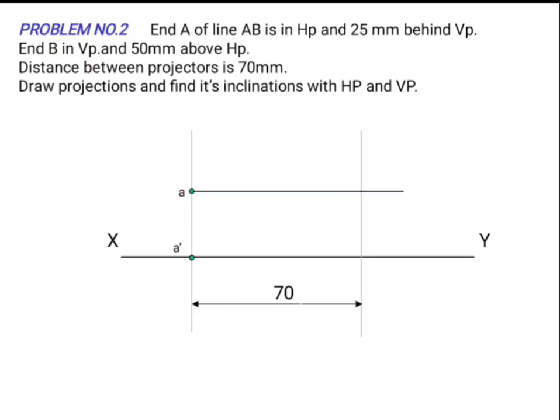Now we know the point B is in the vertical plane. That is, the plan of the point B, small letter b, will be on the XY line, and it is 50 millimeter above the horizontal plane. That is, point B dash is 50 millimeter above the horizontal plane on the same vertical projector. So we got point A, point B, point A dash and point B dash. Now we can join these points. A dash B dash will be the front view and AB will be the top view of the line.